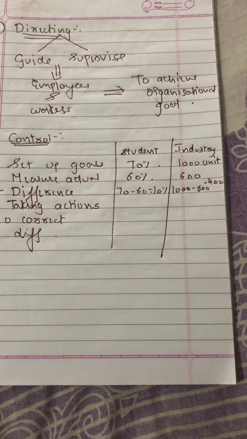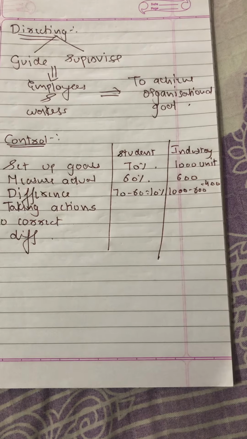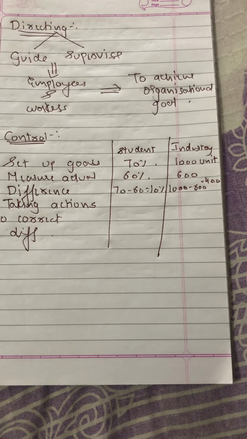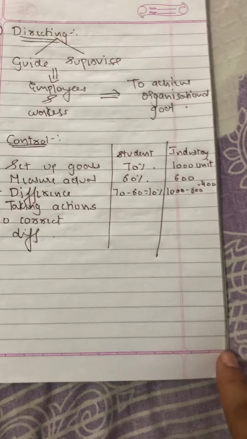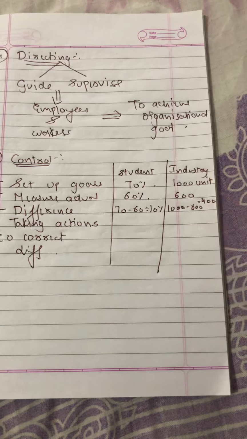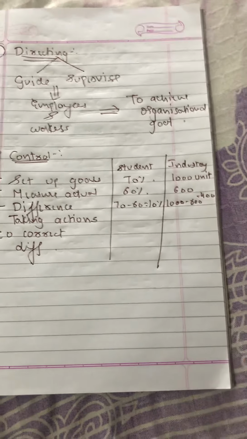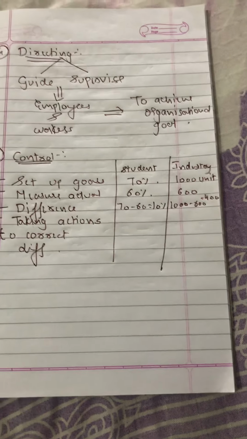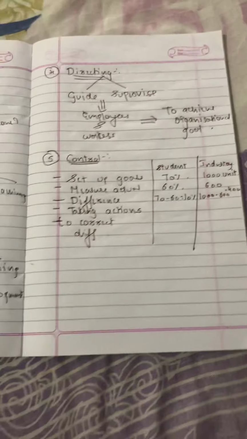Is it good or bad? Bad. Actual is 600, right? Goal was 1000. They are at a loss of 400 units of chairs. What can they do? Take corrective actions. They can increase the employees, so a greater number of employees will produce more, or they can train the existing employees so that they can produce more. They can bring hi-fi technology, hi-fi machinery so that they can produce more. So basically, these are the functions of management.